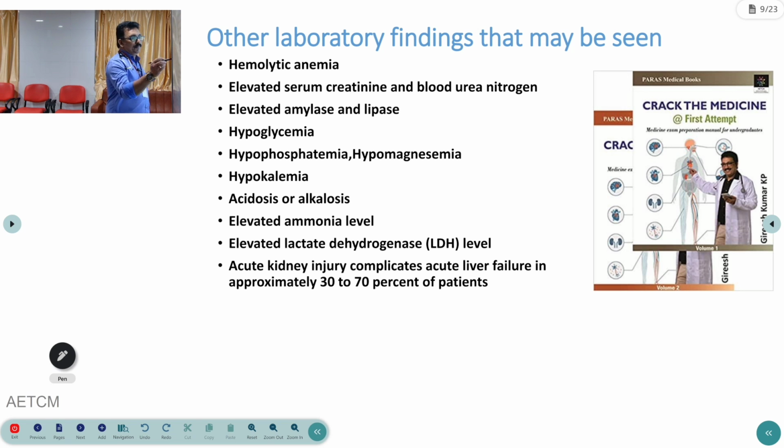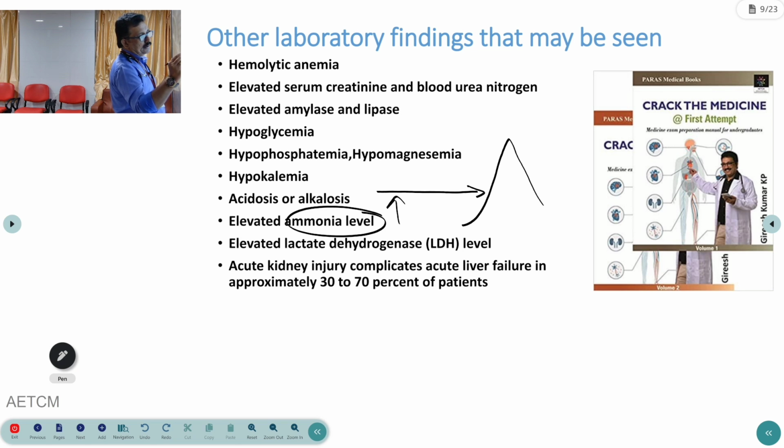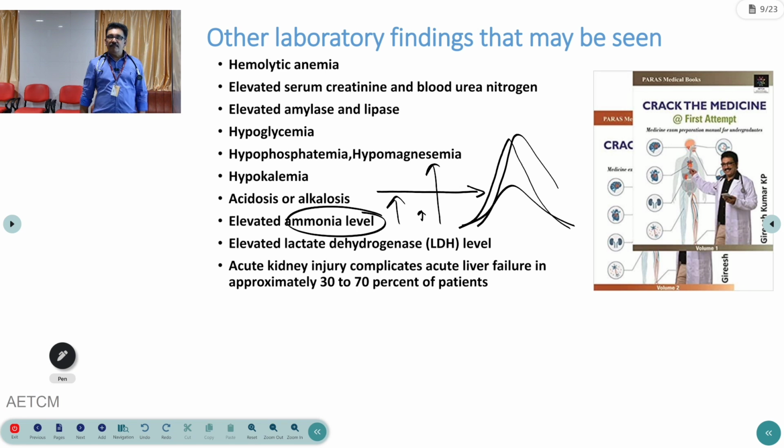Remember, ammonia level will be elevated in liver failure. Ammonia will be definitely elevated, but that elevation range will not correlate with the severity of the hepatic failure. Sometimes the ammonia level will be slightly elevated, but the liver injury will be very high. Sometimes ammonia level will be very high, but the liver injury will be small. So that level will not tell you the severity of hepatic failure. That only tells you that there is hepatic failure, that's all. LDH can be elevated in many patients, and many patients can have acute renal failure associated with liver disease.